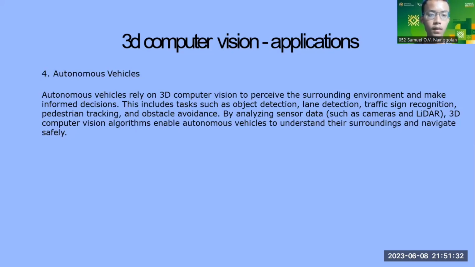Next, autonomous vehicles. Autonomous vehicles rely on 3D computer vision to perceive the surrounding environment and make informed decisions. This includes tasks such as object detection, lane detection, traffic sign recognition, pedestrian tracking, and obstacle avoidance by analyzing sensor data such as camera and lidar. 3D computer vision algorithms enable autonomous vehicles to understand their surroundings and navigate safely.